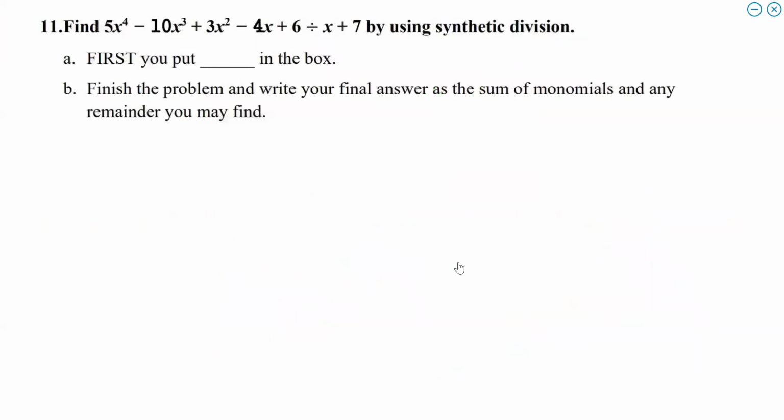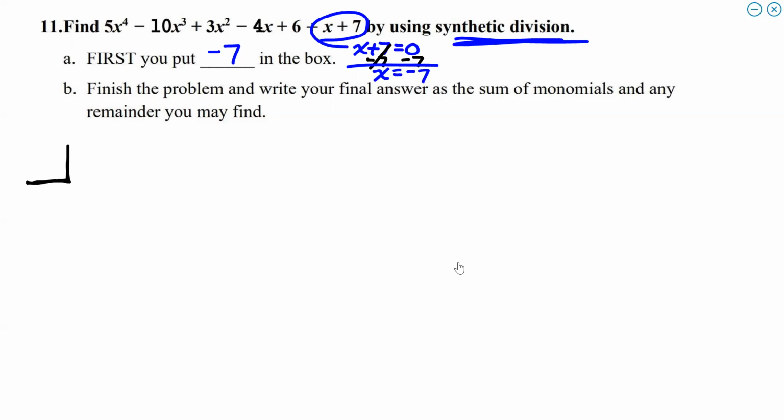So on number 11, I'm going to use synthetic division to do this. So I'm going to need a number in this little box over here. What number should I put in that little box? Negative 7. And how did you get that again? Take x plus 7, set it equal to 0. So we would minus 7 from both sides. X equals negative 7. Perfect. So I'm going to put that in the box.